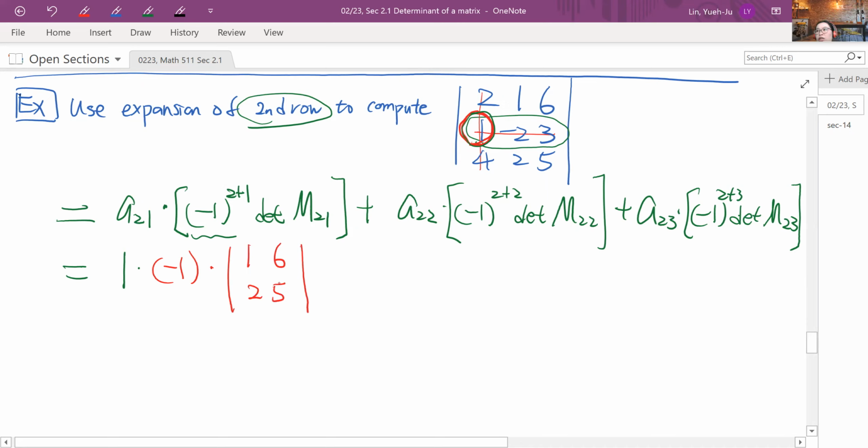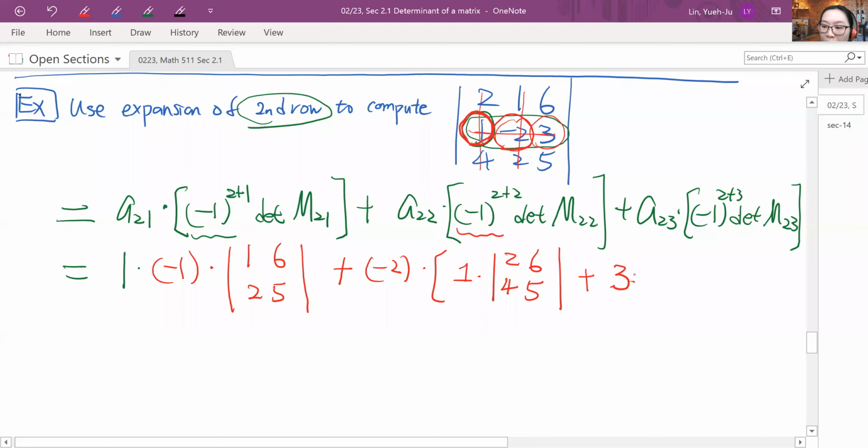You want to do it slowly, especially if this is the first time. You want to make sure you got the right thing. A22 is minus 2 times minus 1 to the 4th power, that's 1. Determinant M22: circle out minus 2, cross out anything passing it. And plus A23, that's 3 here, but you'll have minus 1 to the power, so this is minus 1. And this is determinant M23, circle out 3, cross out everything else.